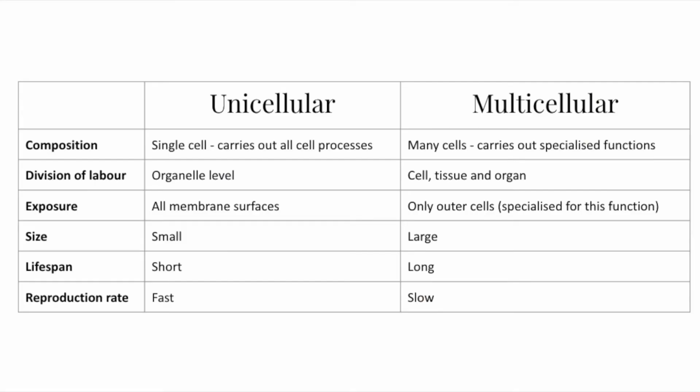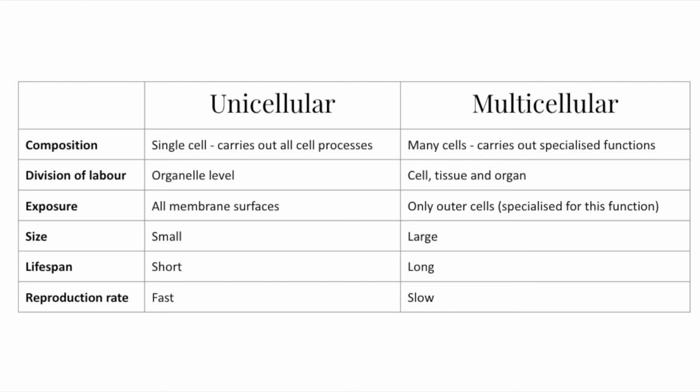Unicellular organisms are made of a single cell that carries out all the life processes, whereas a multicellular organism carries out specialised functions. Within unicellular organisms, labour is divided between organelles, whereas in a multicellular organism, it's divided between specialised cells, tissues and organs, depending on the complexity of the organism.